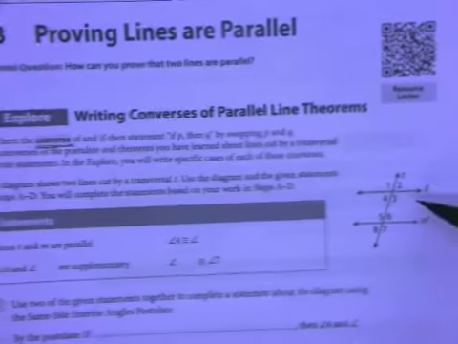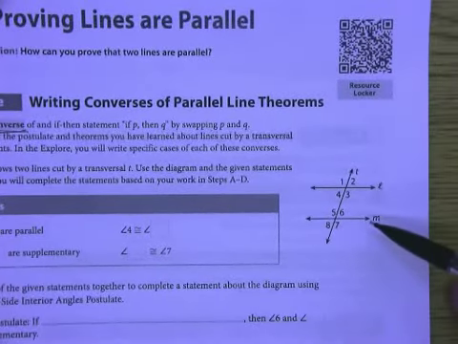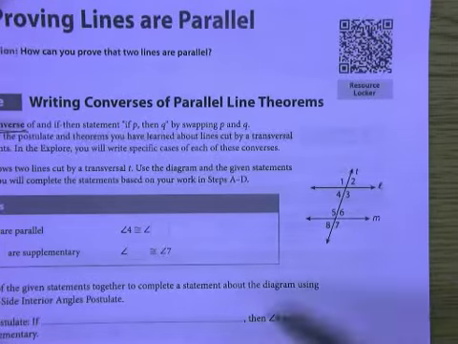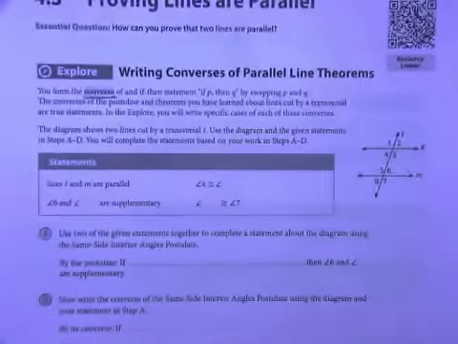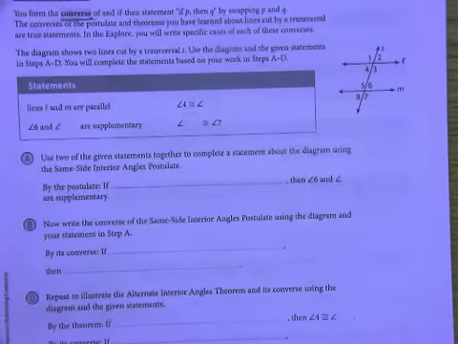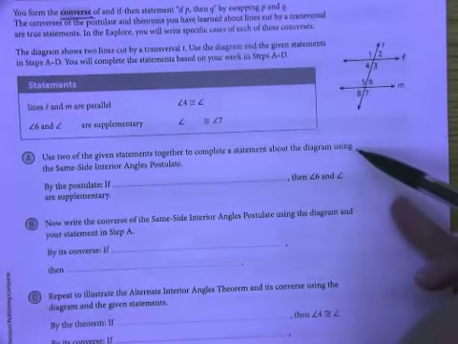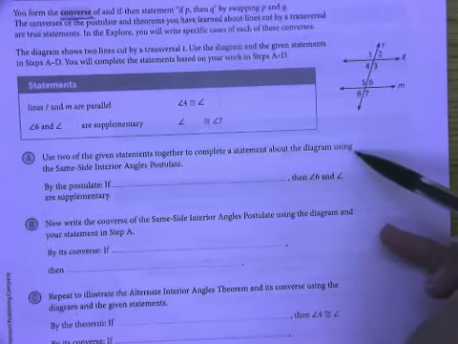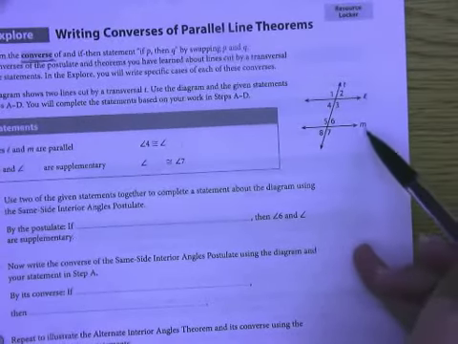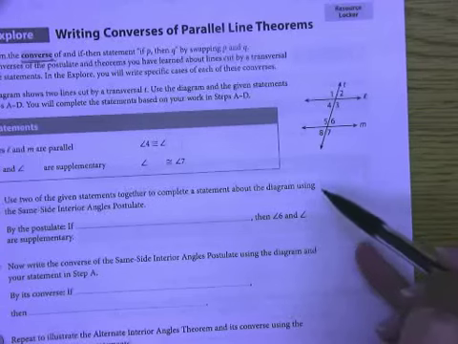So I have in this diagram a pair of lines that have been cut by a transversal T, and I have these statements. And these statements, the blanks within them, will become more apparent as we go through A, B, C, and D. So in part A, it says, use two of the given statements together to complete a statement about this diagram using the same side interior angles postulate.